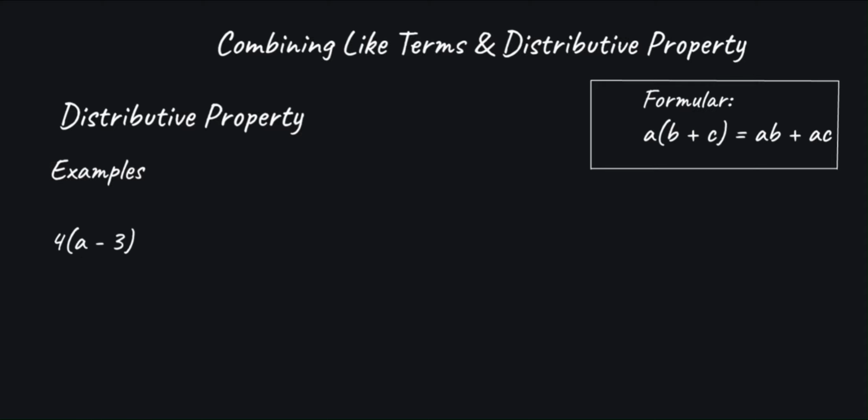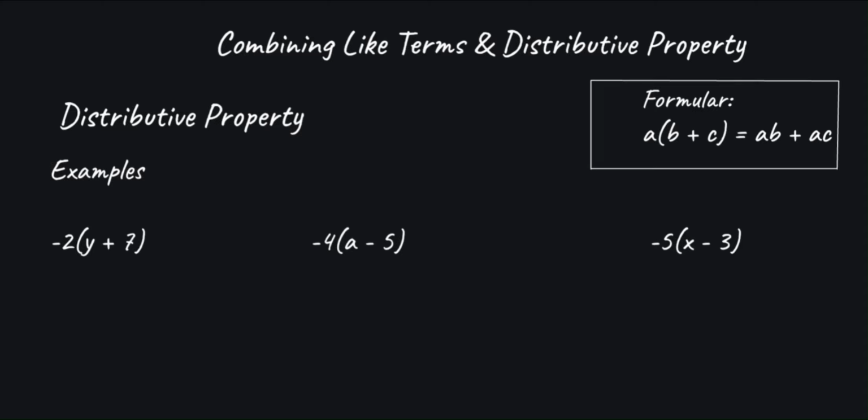Now the question: 4 in parentheses a minus 3. Let's work on this one. We're going to multiply the 4 times the a and 4 times the 3. So 4 times a gives us 4a, minus 3 times 4, because we're multiplying 4 times a and 4 times negative 3. 4 times 3 is 12, negative 12. So we have 4a minus 12. That would be your answer.